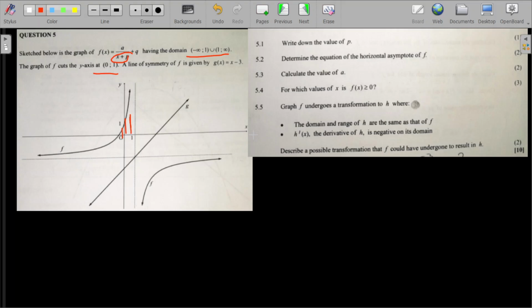Graph f undergoes the transformation of h, where the domain and the range have the same as h, and h prime of x is the derivative of h, and the negative is the domain. Describe the possible transformation that f could undergo in the result of h. Yeah, this is probably the question that some of us will not get right in terms of the understanding of the question, which is very tricky. And yeah, question 5, ladies and gentlemen.